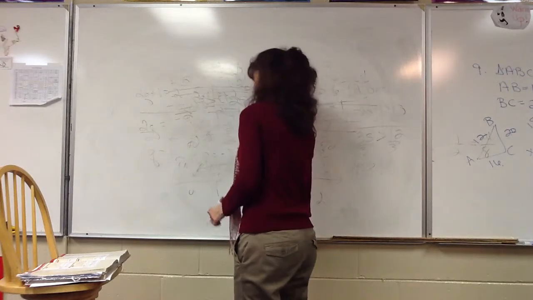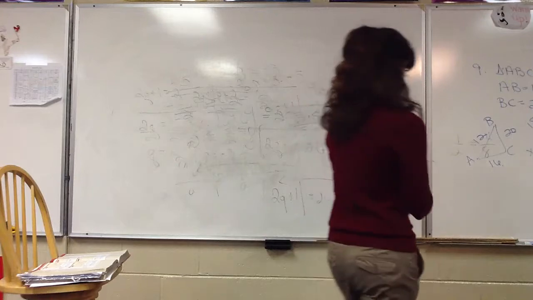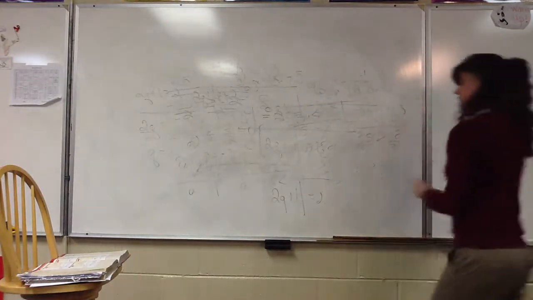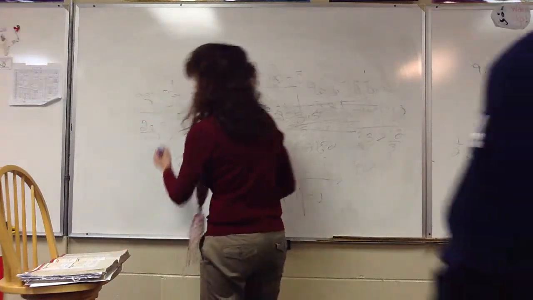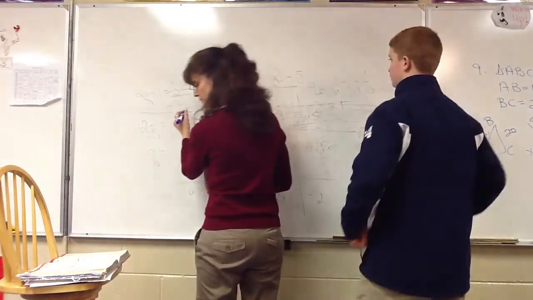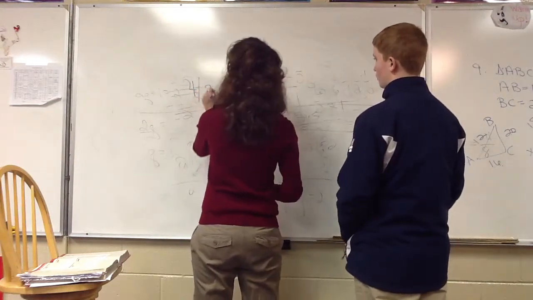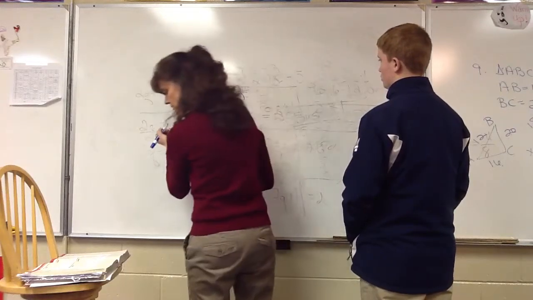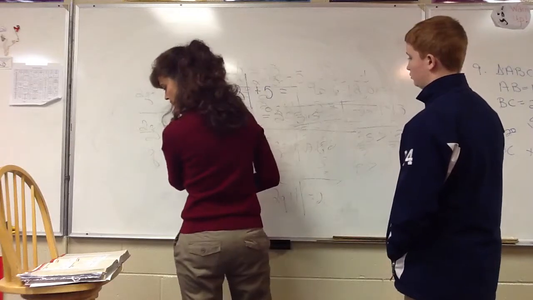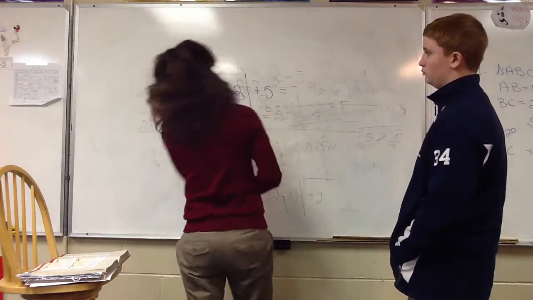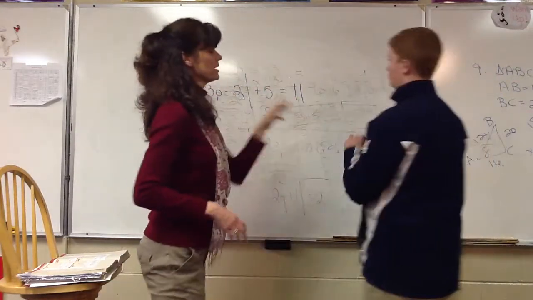So, all right, this board is getting pretty rough. We're gonna try the blue marker for this one, just so we can give it a clean. Okay, so you wanna do number 29, which is 4 times the absolute value of 3p minus 2 plus 5 equals 11. There you go, take it away.